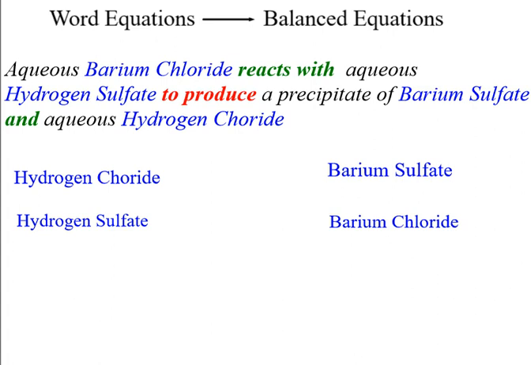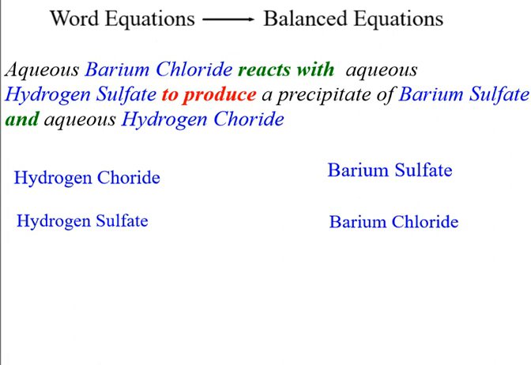Oftentimes, equations are given to us in their word form. When they're given to us in their word form, before we can balance it, we must first figure out all of the formulas and write them as a skeleton equation. I find that students quite often try to balance as they write, and you can't do that. You must first do every single crisscross and figure out what the formulas are going to be.